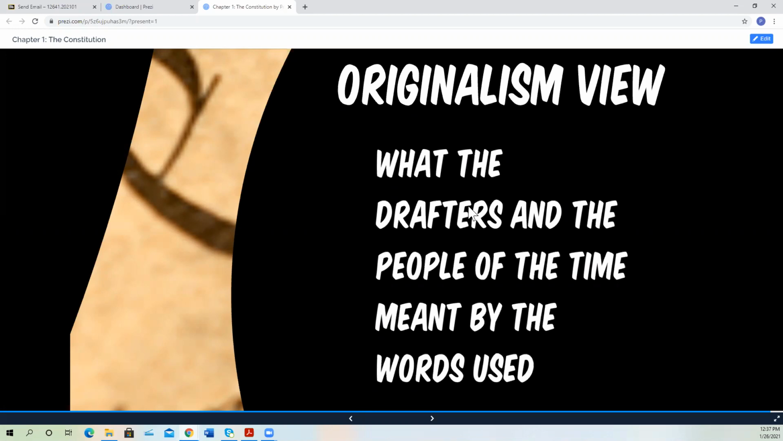I happen to be an originalist. I think that's the right way to do it because they wrote the Constitution back in the 1700s, and that's what they meant when they wrote it.